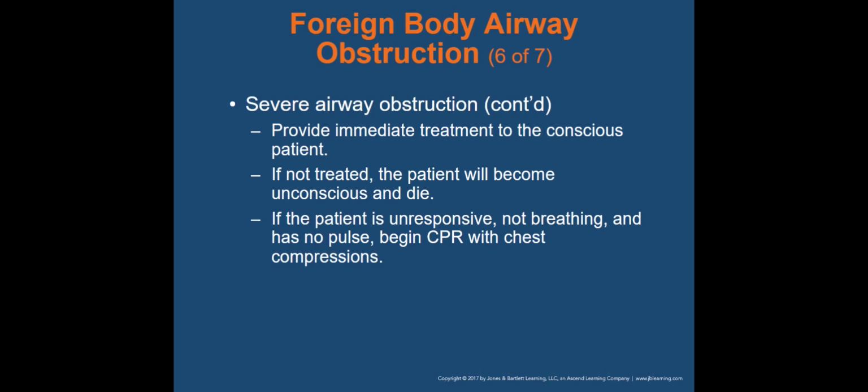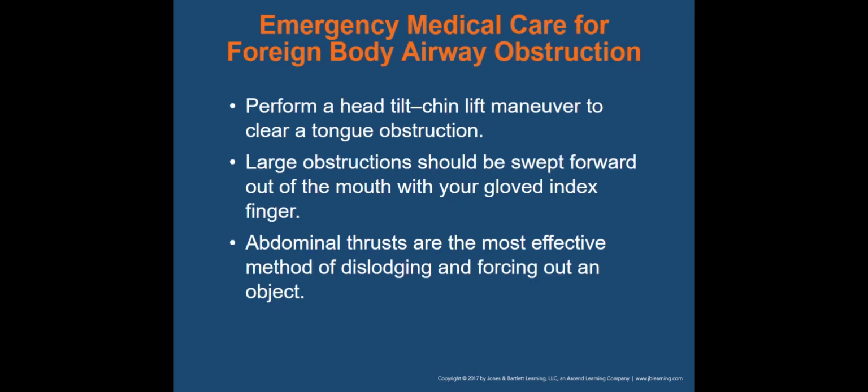But don't assume that just because the patient is unconscious that it is because of an airway obstruction. There are lots of other causes of unconsciousness and respiratory failure. If the patient is unresponsive, not breathing, and has no pulse, begin CPR with chest compressions. Emergency treatment includes the head tilt chin lift to clear the tongue of the obstruction. Large obstructions that you can see should be swept forward out of the mouth with your gloved index finger. Put a bite block in there. Make sure there is something to protect your finger in the event that they start to clench down.